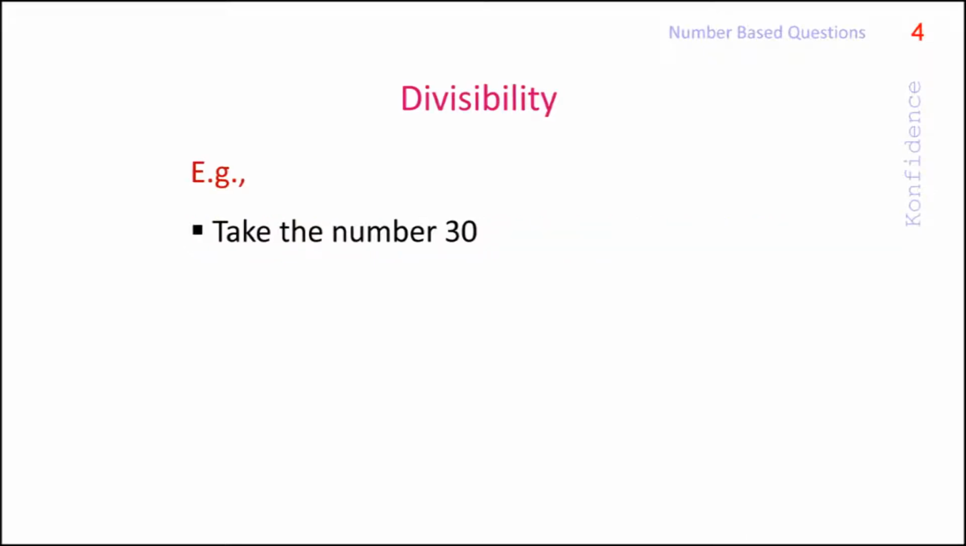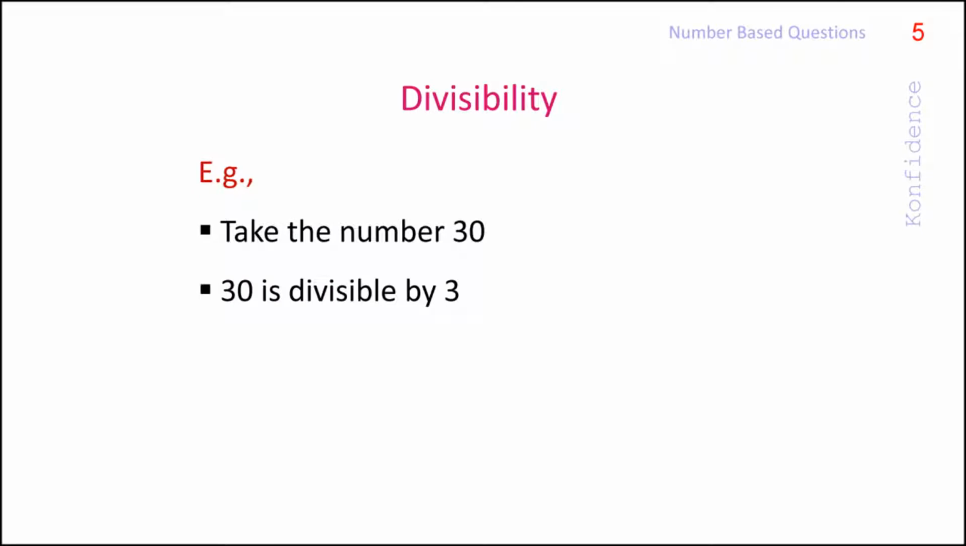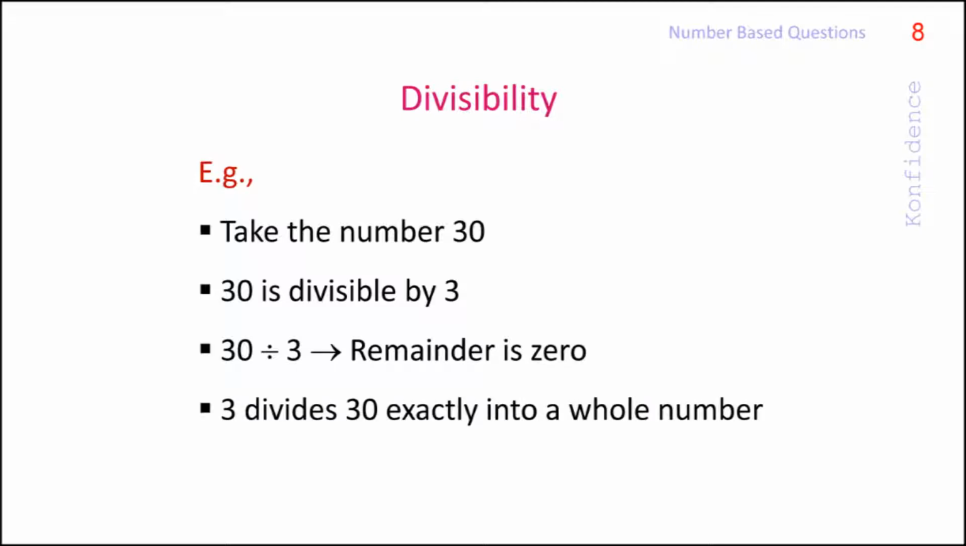Take the number 30. We all know that it is divisible by 3. Now, what exactly do we mean when we say 30 is divisible by 3? What we mean is that if we divide 30 by 3, the remainder is 0, or that 3 divides 30 exactly into a whole number.